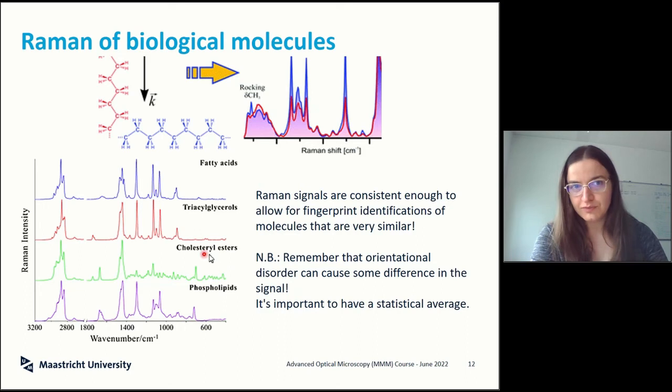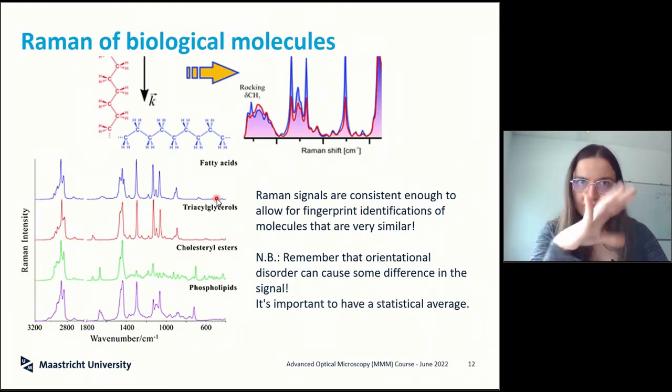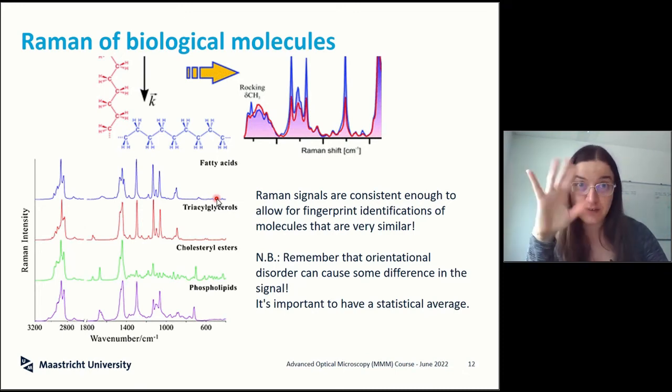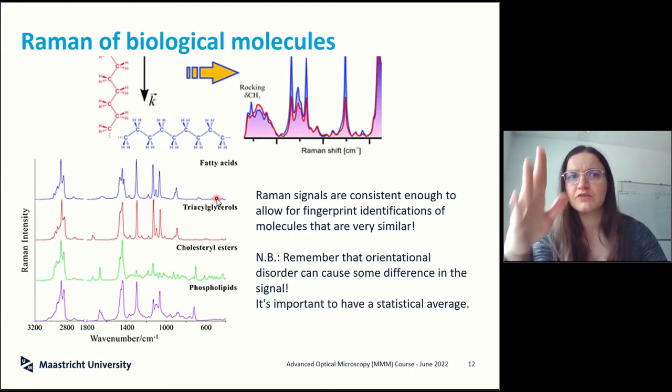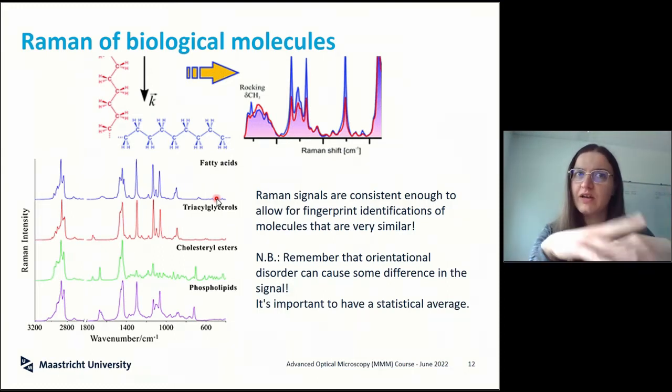You need to remember that depending on the arrangement, things could change. So Raman definitely has the power to track different molecules and different chemical compounds as a fingerprint. Remember that if you have something very specifically ordered, you need to be careful to do enough measurements so that the orientational disorder doesn't kill your Raman signal.